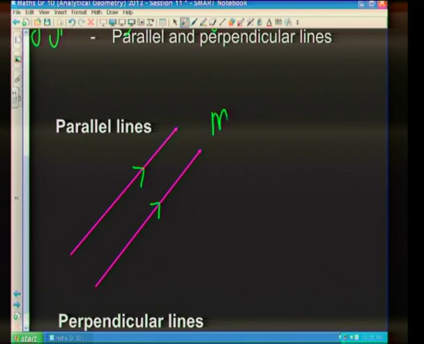So the gradient of the one line multiplied by the gradient of the next line, sorry, not multiplied, I'm sorry, I'm thinking ahead already. The gradient of the one line is equal to the gradient of the other line. And guys, they have to be exactly equal, right? It can't be 1 over 2 and minus 1 over 2. If the gradients of the lines are exactly equal, then they are parallel. Now let's look at perpendicular lines.